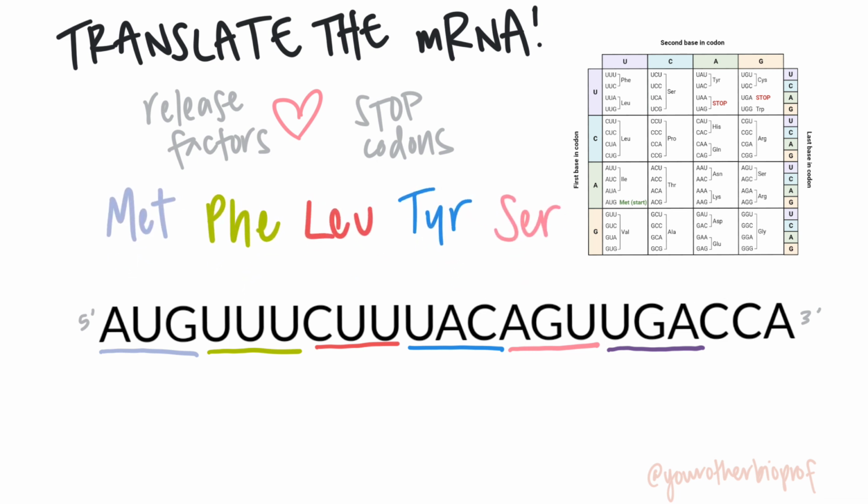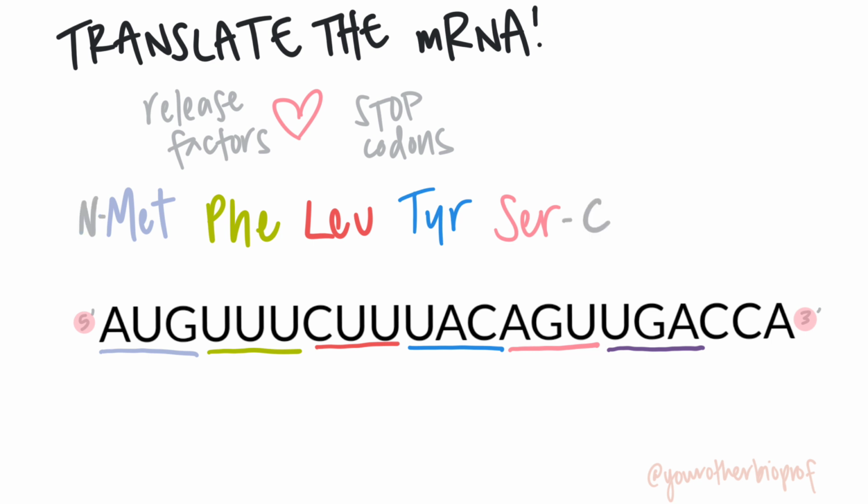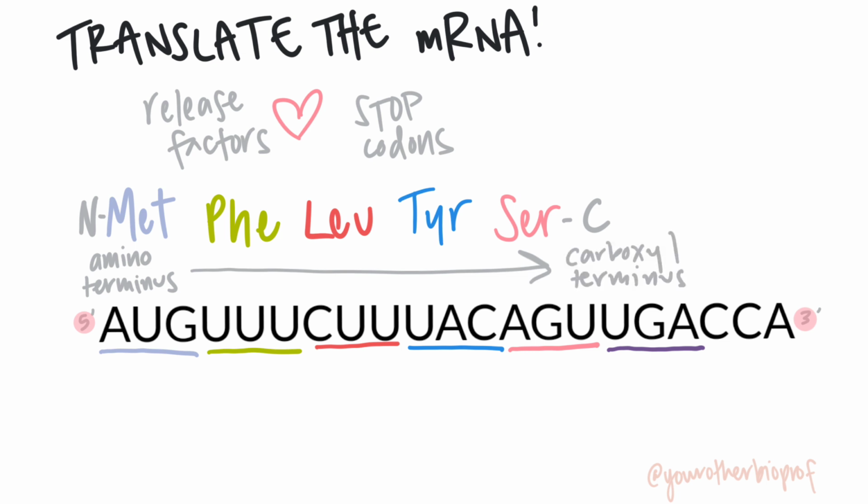And one final note here, just like how our nucleic acids have directionality, 5' and 3' ends, our peptides are going to have directionality as well, N-terminus and C-terminus. The N-terminus or amino terminus is the first side that gets made. It's where the methionine is going to be. And the C-terminus is where we're always going to add the next one. And it's going to be at the end of our chain, in this case over by serine.